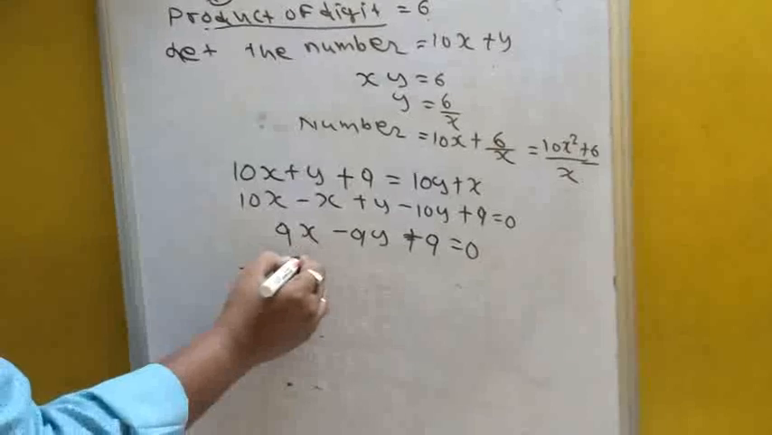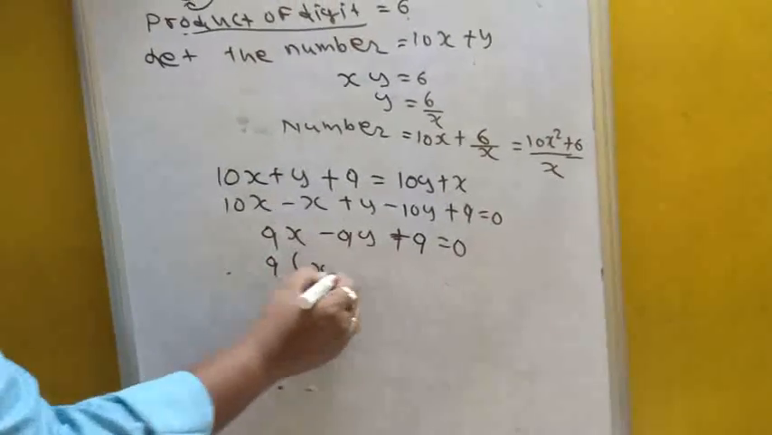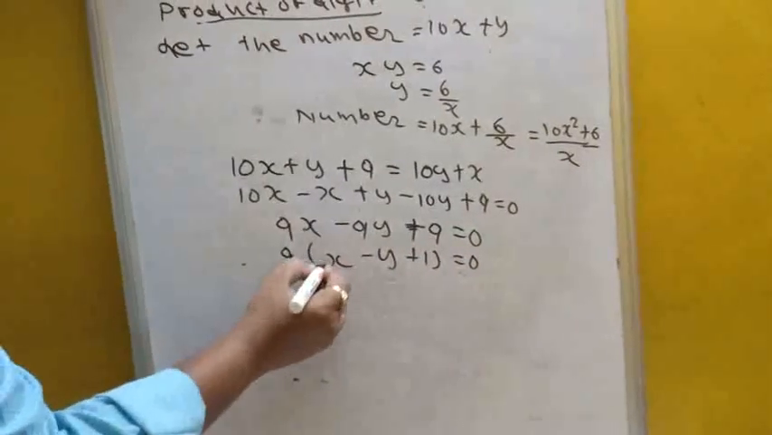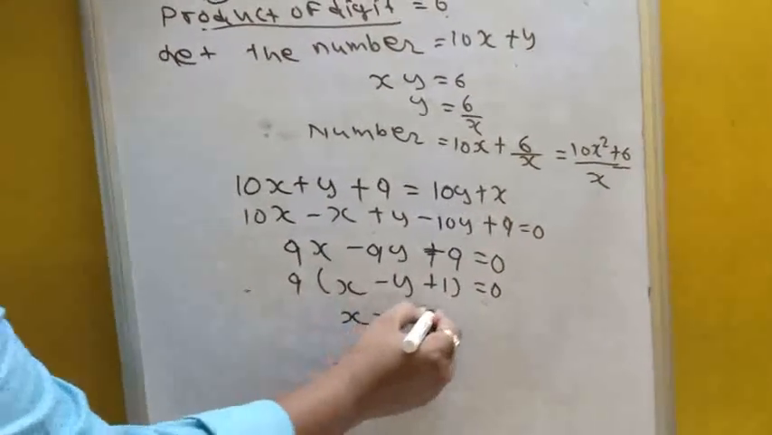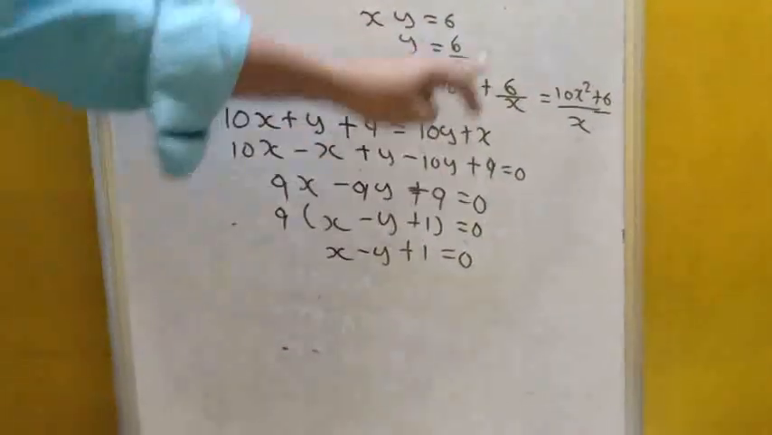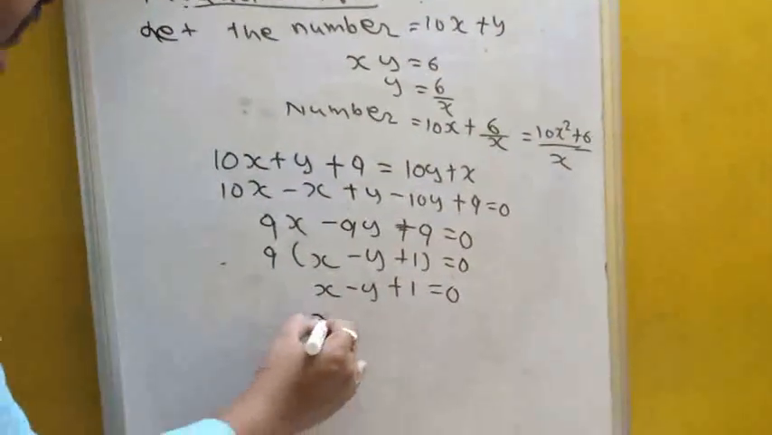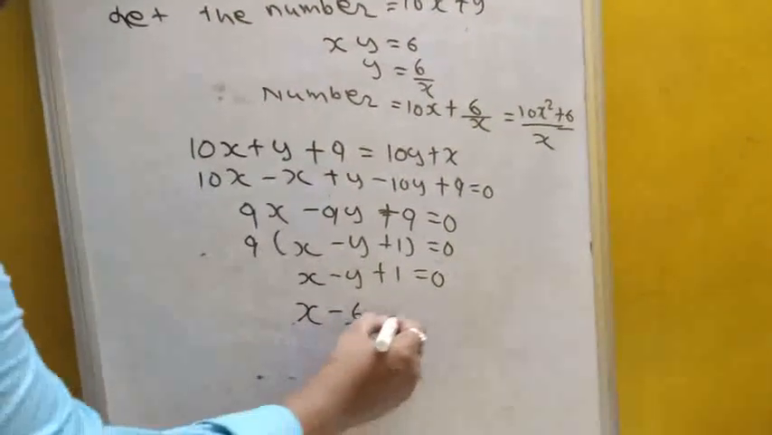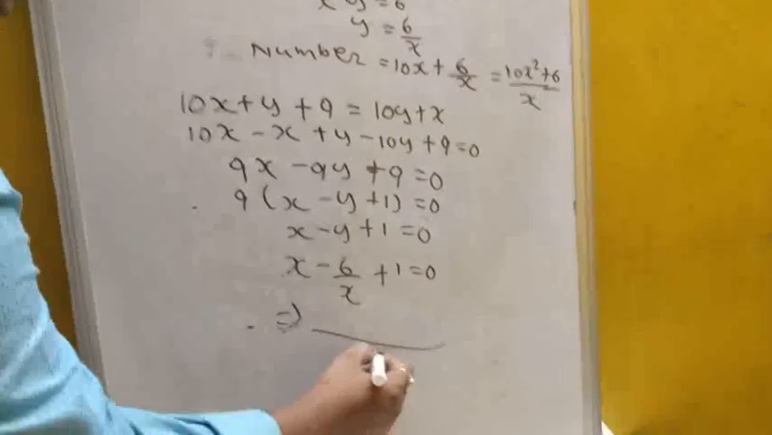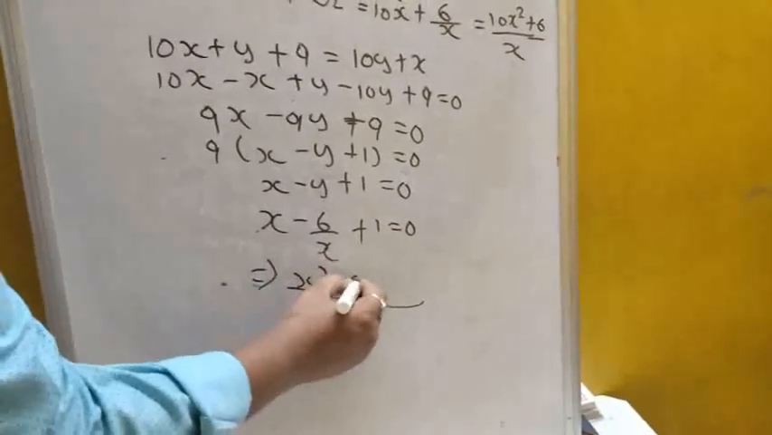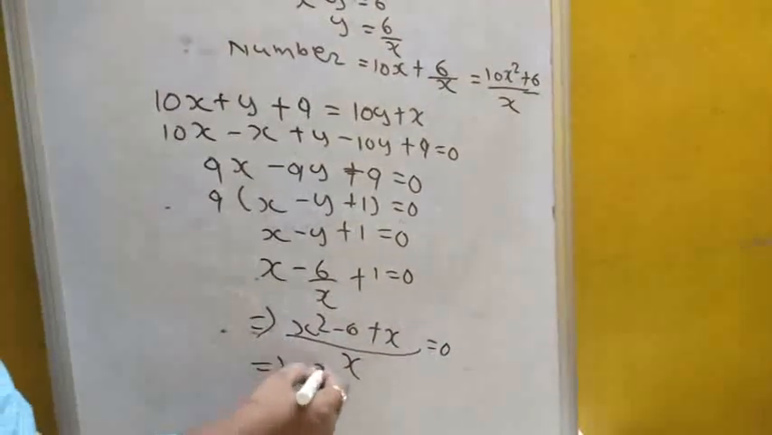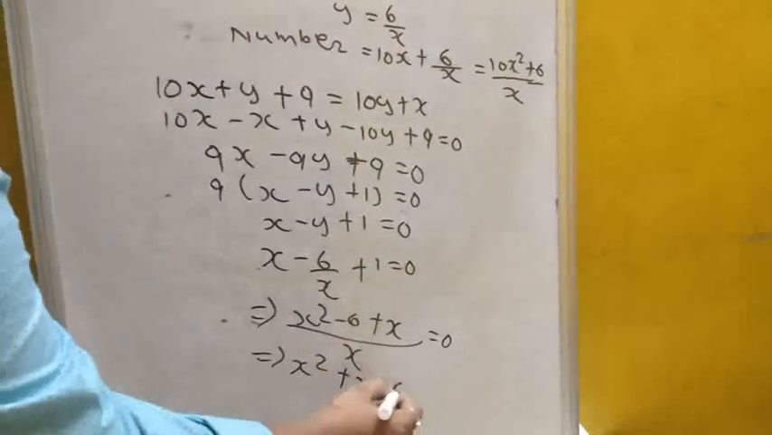So 9 bracket x minus y plus 1 equals 0. 9 go that side means x minus y plus 1 equals 0. Okay, so instead of y you can put 6 by x. Then x minus 6 by x plus 1 equals 0. You will get the equation x square minus 6 plus x equals 0. Therefore x square plus x minus 6 equals 0.